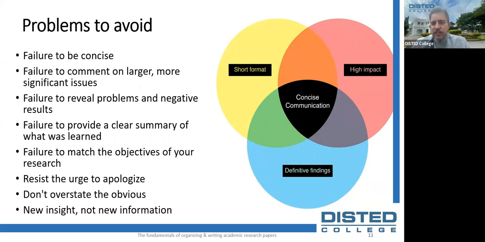Failure to match the objectives of your research. So often you see research objectives change while the research is being carried out. You may have planned something, and then you mention your objective in the introduction. As you do the research, your objective sometimes will change slightly. So this is not a problem, but if you forget to go back and refine your original objective in your introduction, then it becomes a problem.